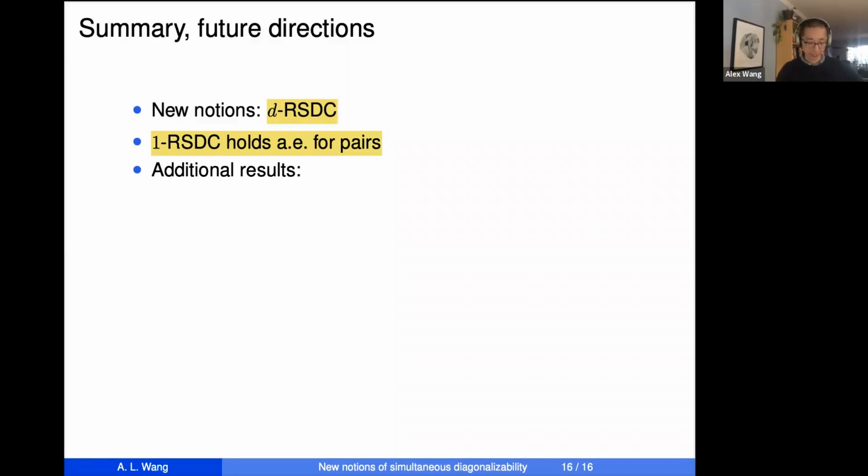Some additional results that you can find in the paper are that we also define a separate notion, which we call the almost SDC property. In some sense, the d-RSDC property says that we're going to look for SDC sets in higher dimensions. The almost SDC property says, instead of looking in higher dimensions, I'm going to look in the same dimension, but I'm going to allow myself to perturb my matrices. So you can think of this as a perturbation definition and this as a lifting type of definition.